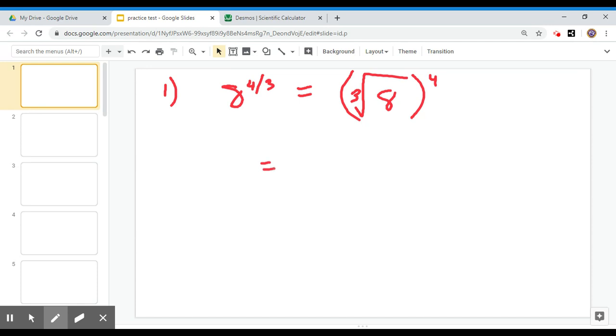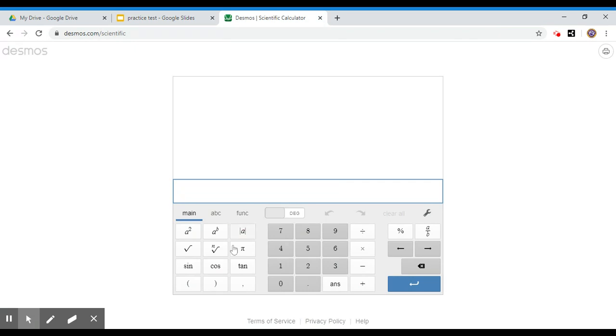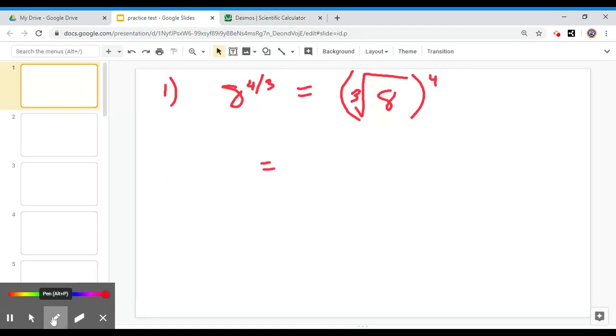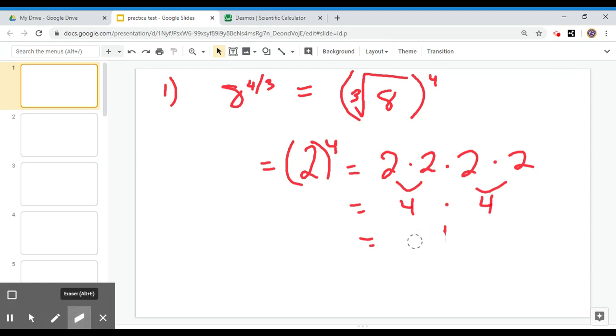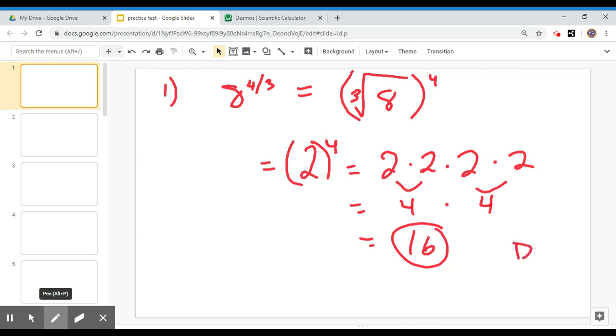Now the reason it's easier to write it like this is because the cube root of 8 is just 2. And if you don't know that, you can always go to your calculator here and find the cube root of 8, and that is 2. So cube root of 8 is 2, 2 to the 4th, which is 2 times 2 times 2 times 2, which is the same thing as 4 times 4, which is 64. That is not true. I don't know why I just said that. It is 16. Sorry. So 16, which was letter D.